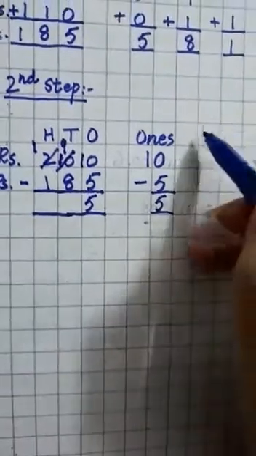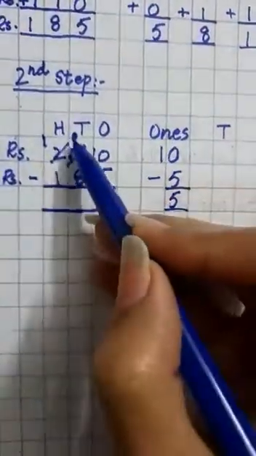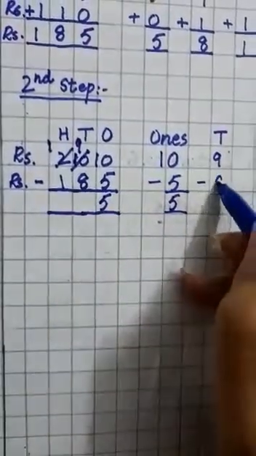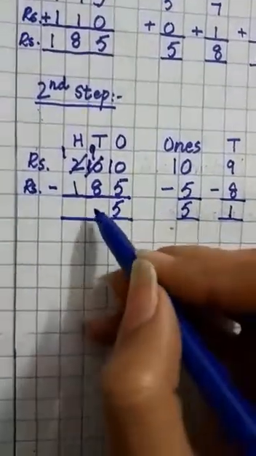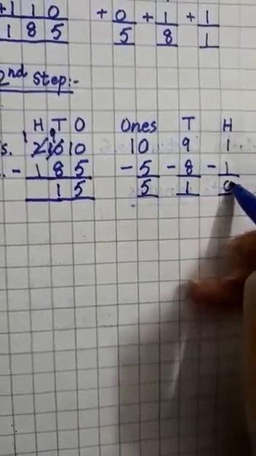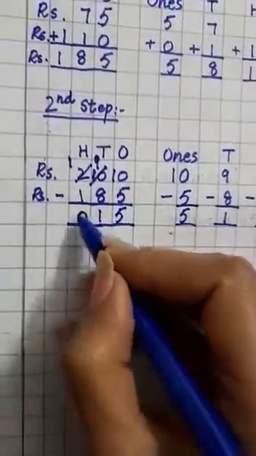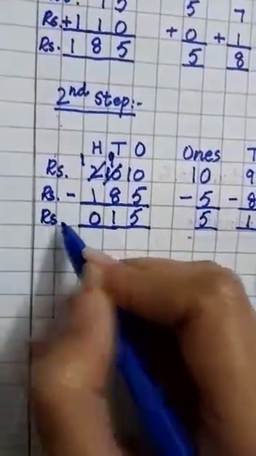Second step. Leave one block. Separate the tens. This 9 minus this 8. 9 minus 8, 1. Write this 1 under tens house. Leave one block. Separate the 100. This 1 minus this 1. So 1 minus 1, 0. So over here 0. So rupees 15. Rupees 15.